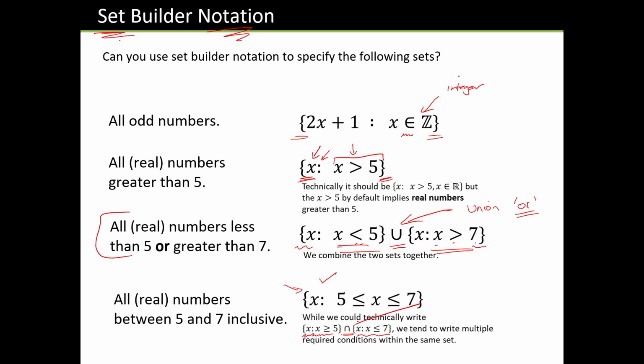So this here is a stricter requirement. You've got to follow both of these rules at the same time. The union is a bit like, you can do this one or you can do this one. So this is a little bit looser.